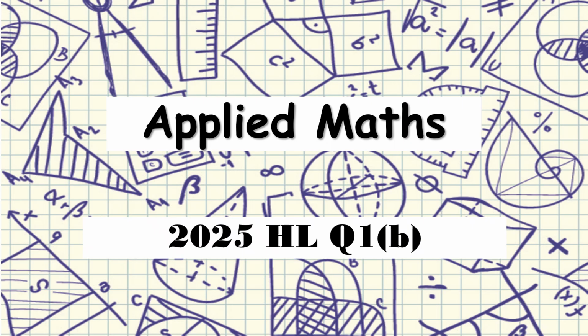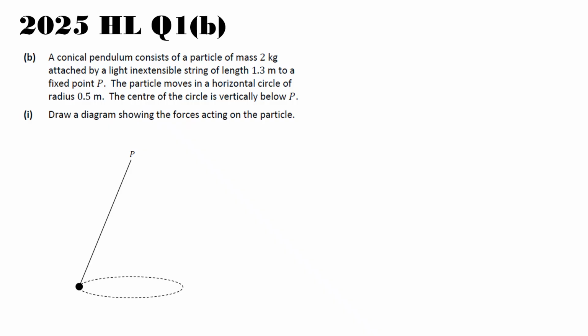In this question, we're looking at the 2025 exam question 1 part B. A conical pendulum consists of a particle of mass 2 kg attached by a light inextensible string of length 1.3 meters to a fixed point P. The particle moves in a horizontal circle of radius 0.5 meters. The center of the circle is vertically below P. Draw a diagram, show the forces acting on the particle.